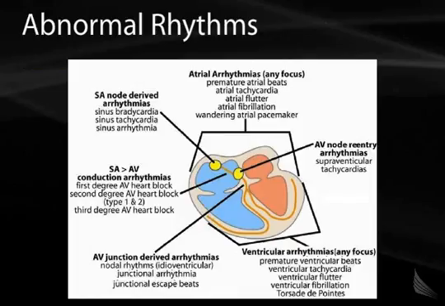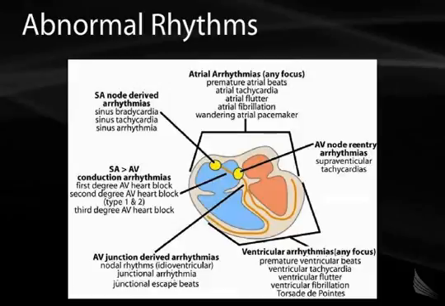Abnormal rhythms may initiate at many different parts of the heart. SA nodal-derived arrhythmias such as sinus bradycardia, sinus tachycardia, and sinus arrhythmia occur at the SA node. Atrial arrhythmias, which can occur throughout the atria, may lead to premature atrial beats, atrial tachycardia, atrial flutter, atrial fibrillation, or wandering atrial pacemaker. AV nodal reentrant arrhythmias, such as SVT, which includes AV nodal reentrant tachycardias, or AV reentrant tachycardias.